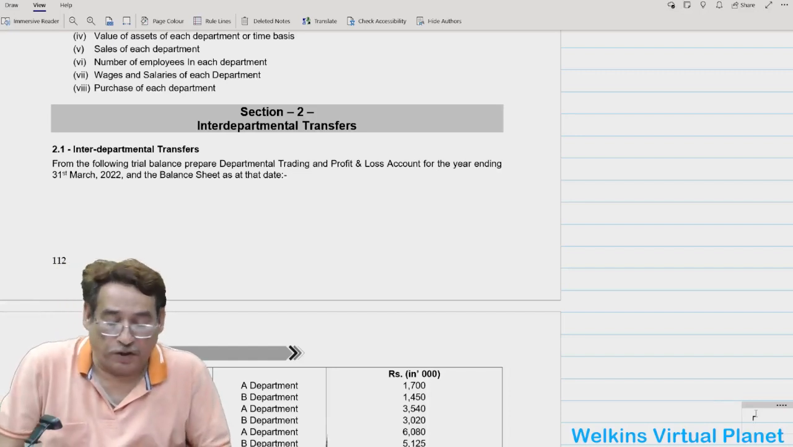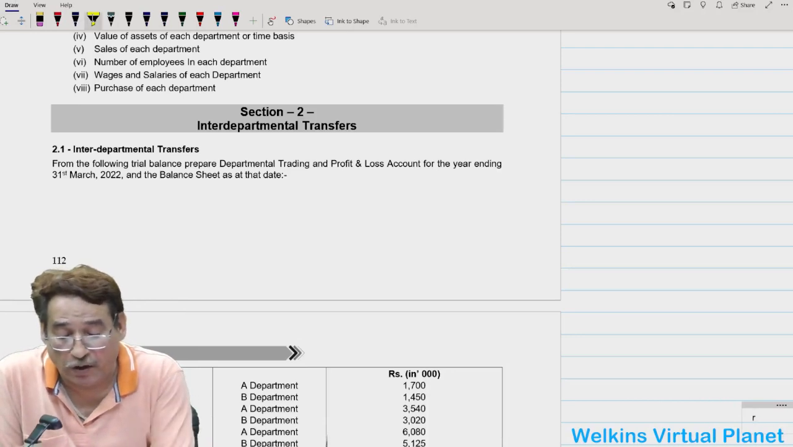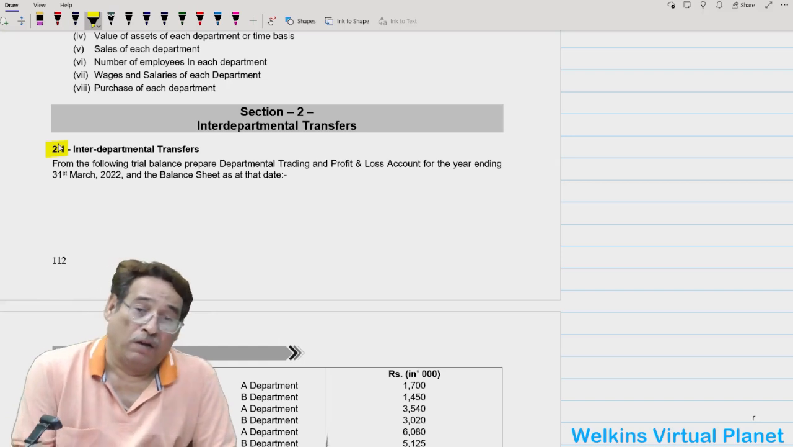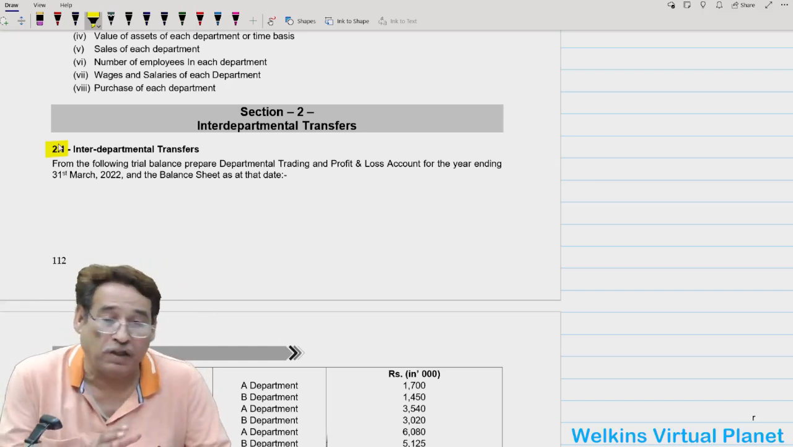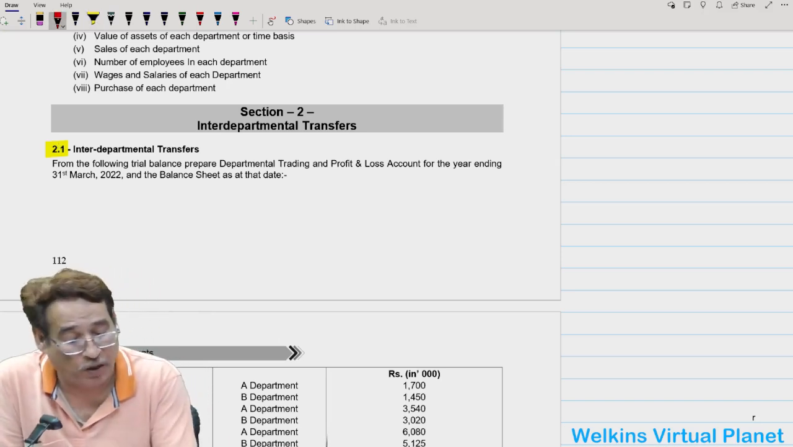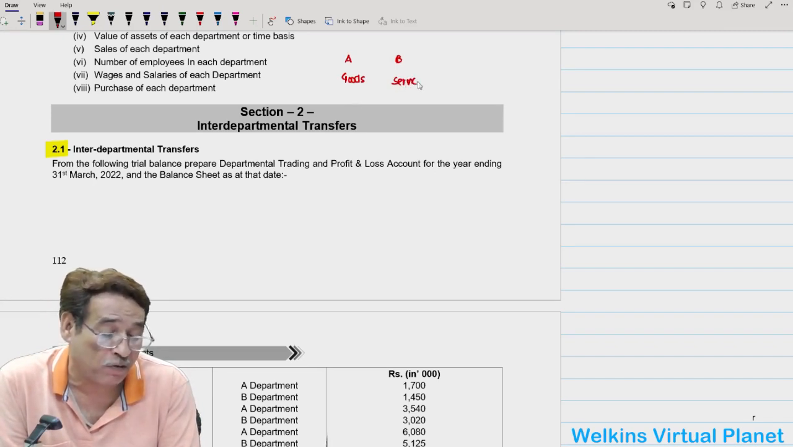So welcome again to this particular session, and we will begin with section two now, especially after having finished section one. So section two, as you can see, deals with interdepartmental transfer. What do we mean by interdepartmental transfer? Suppose there are two departments. Let us say there is department A and there is department B, correct? Let us presume for a while that department A produces goods and department B provides some services.